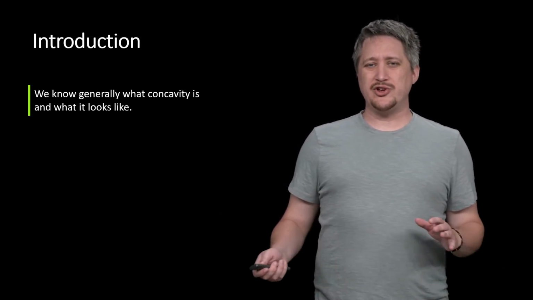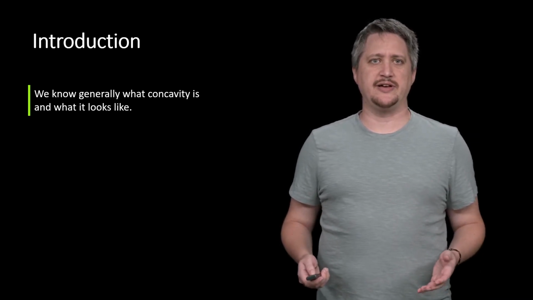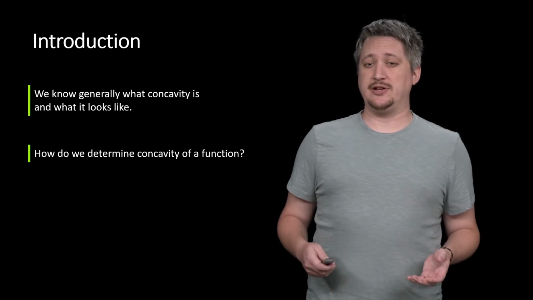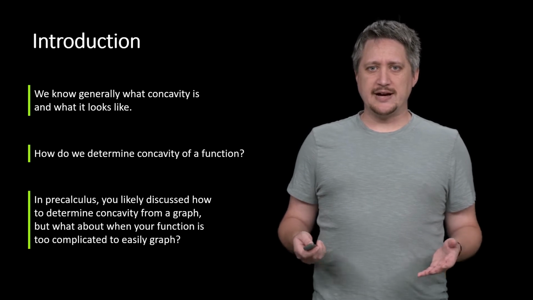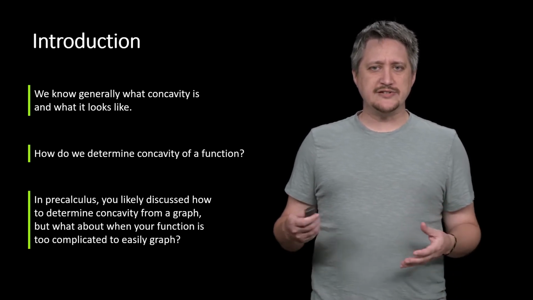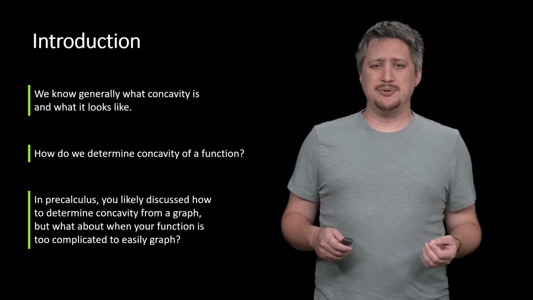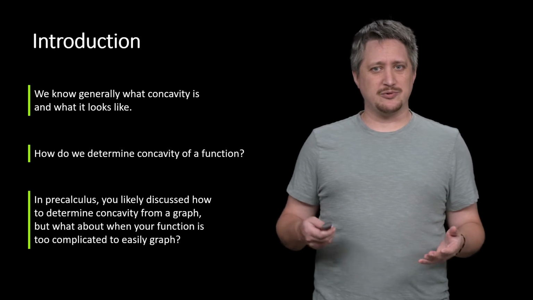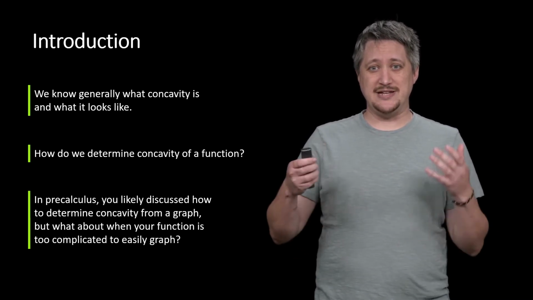Hello. So, we've seen generally what concavity is and what it looks like, but now we want to figure out how we determine the concavity of a function. Classically, in most pre-calc classes, you probably discussed how to determine concavity from a graph, but now we run into functions where the graph is just too complicated to immediately see, right?